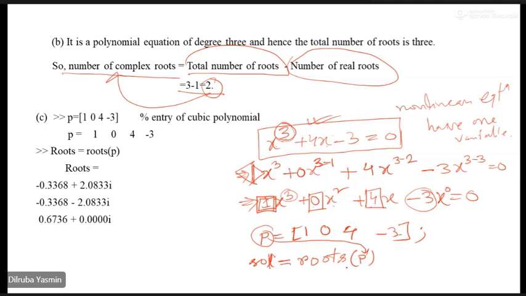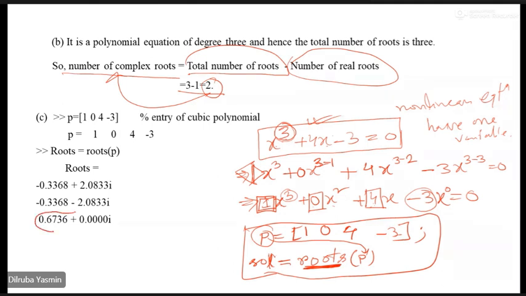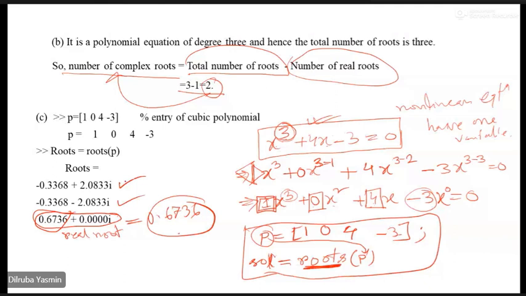so you get one real root. Look at here. This is a real root because this is 0.6736 plus 0.00 times i, that means this is a real root. 0 times anything becomes 0. So you will finally get 0.6736. This is a real root, and the other two roots are complex.